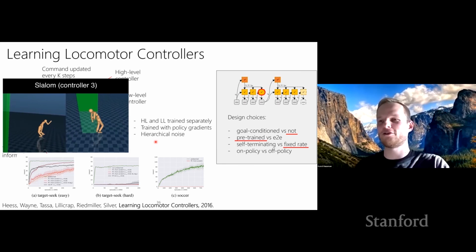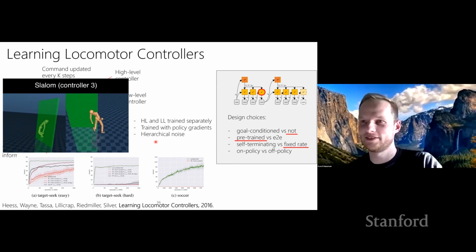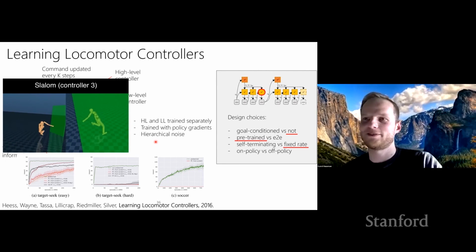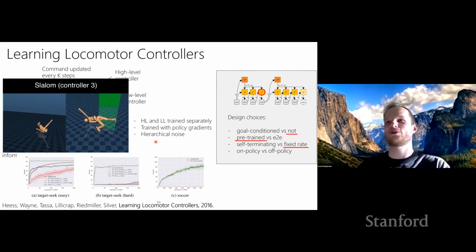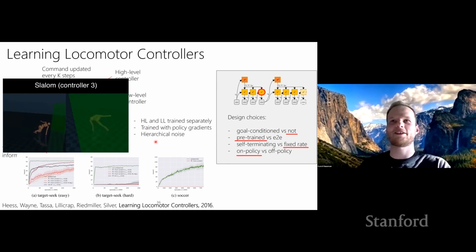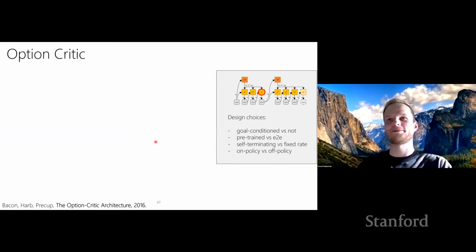And is it trained on or off policy? Again, 1 or 2. Okay, this is fairly straightforward. Yes, it was trained with policy gradient and on policy. All right, great. Let's jump to another paper.